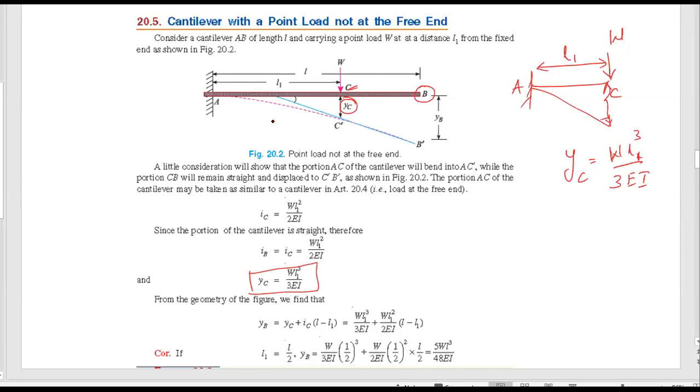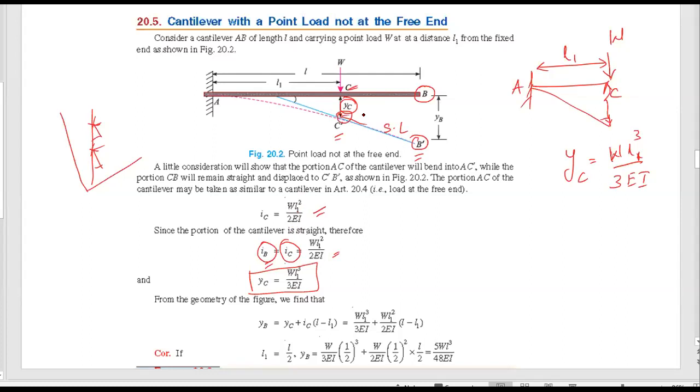Therefore, it has the same slope. If I consider a straight line, we will have an equal slope at any point. So in between C and B, it is a straight line. Therefore, the slope at C and the slope at B are equal. We can find the slope at C, that is W L1 square by 2EI, which is also equal to the slope at B.